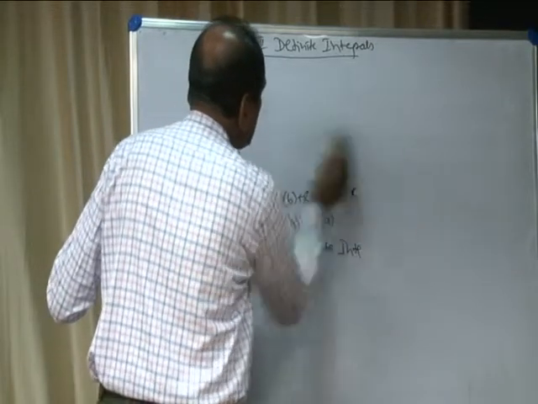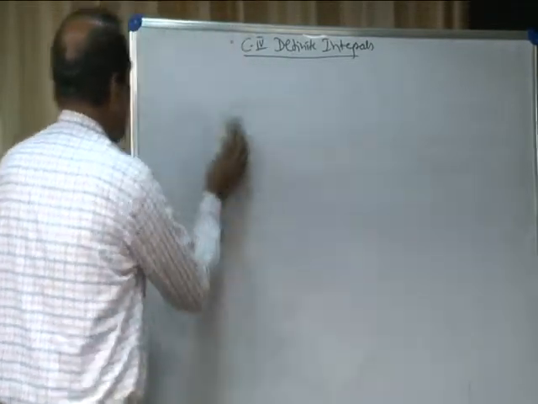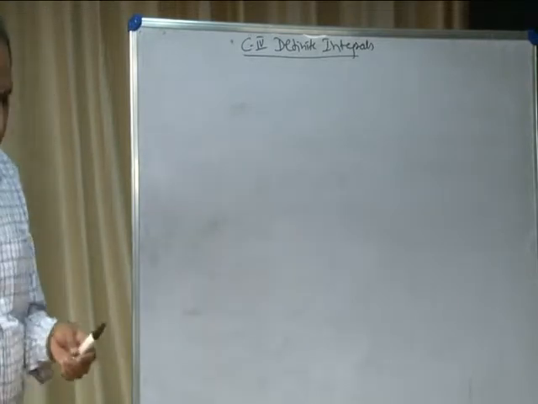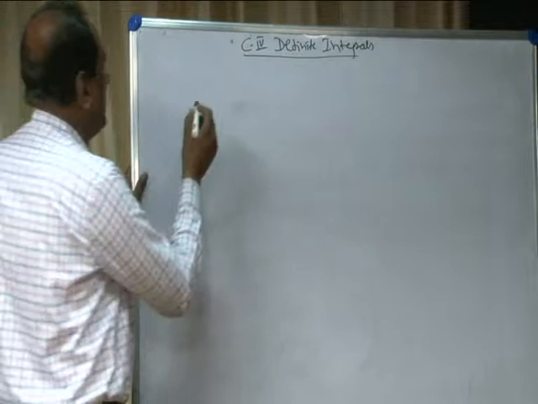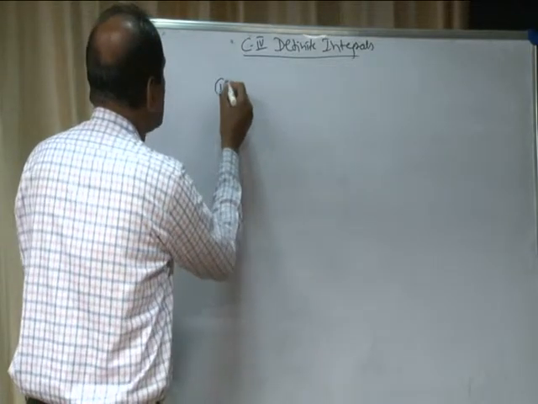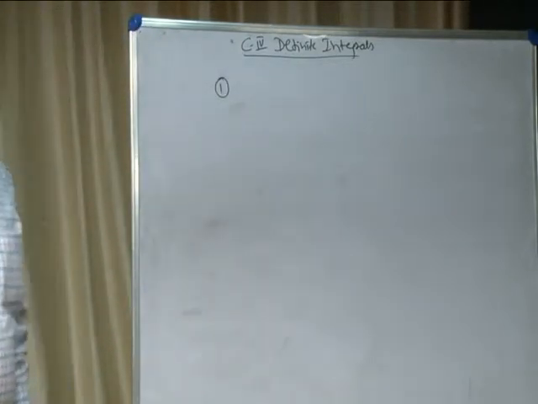Next, what are the properties of definite integral? See here, there are 4 or 5 properties. Only statements are required according to your syllabus. No proof is required for properties.